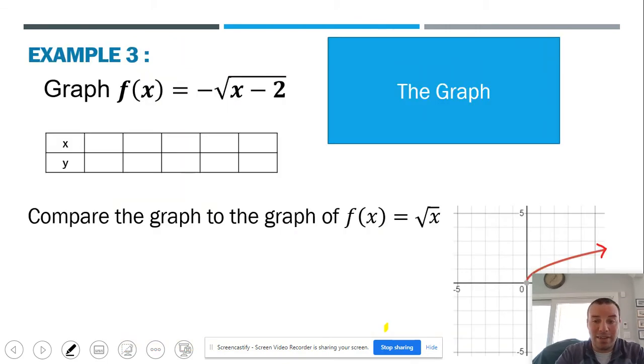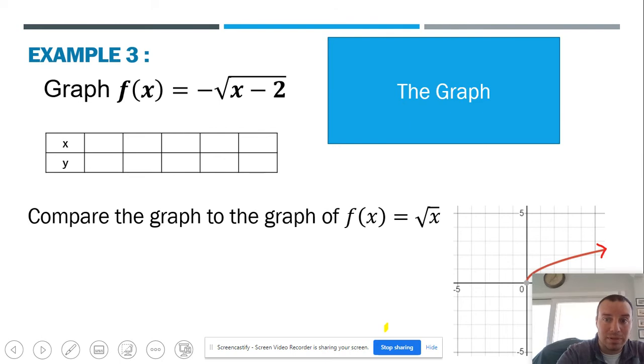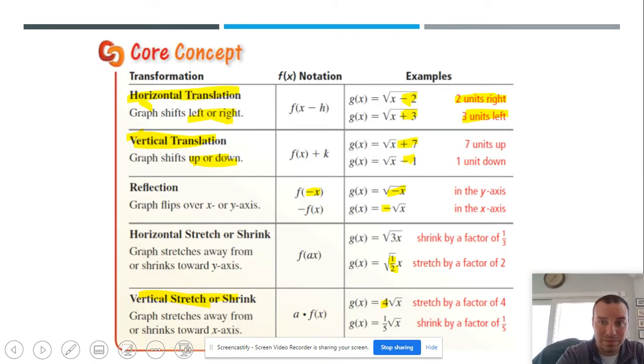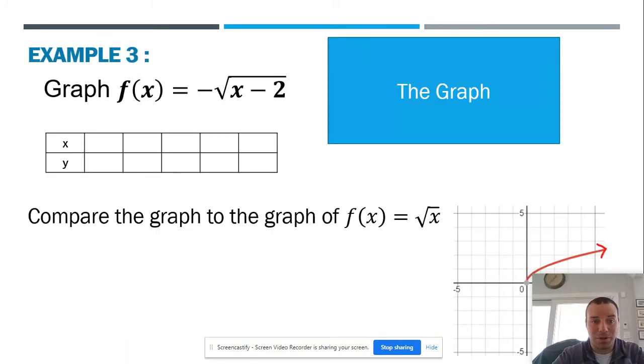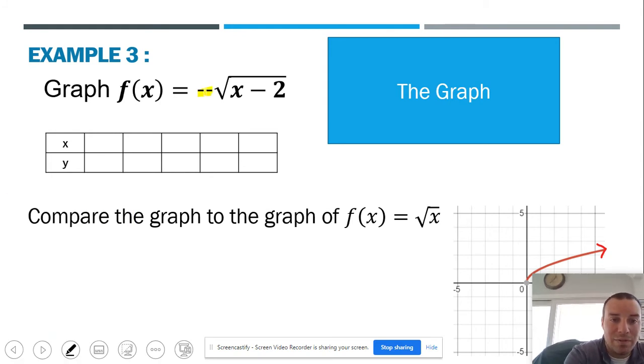So let's take a look at this. We've graphed the parent function down below. Let's graph our new function using Desmos. Well, this graph doesn't want to show up, but we could still describe the graph as compared. We could see two things happening here. We've got this on the outside, and then we've got this negative 2 on the inside.